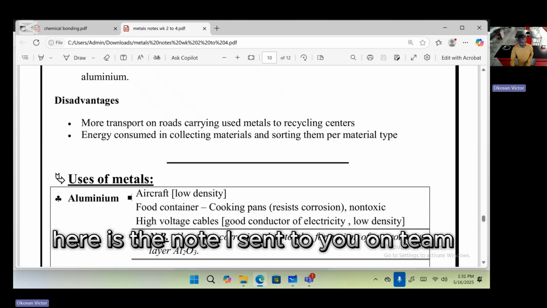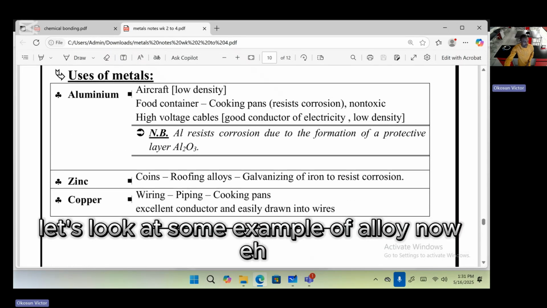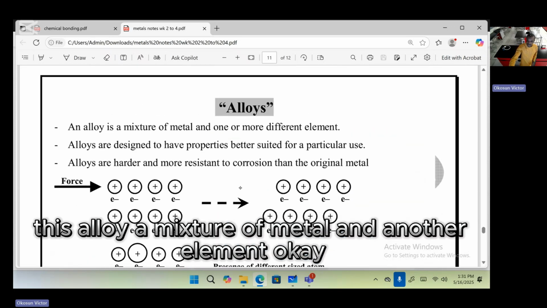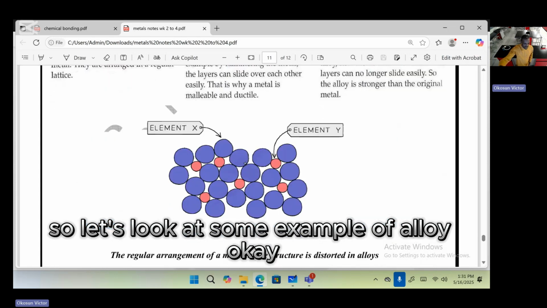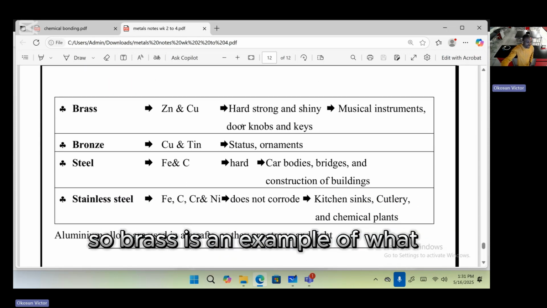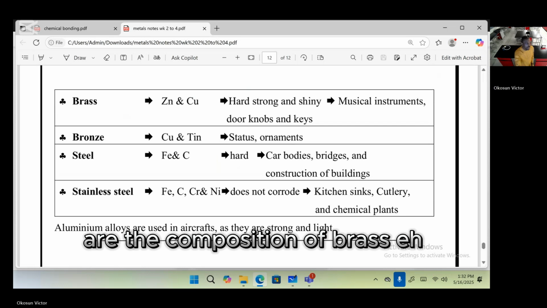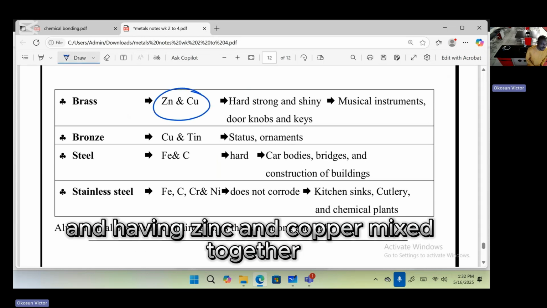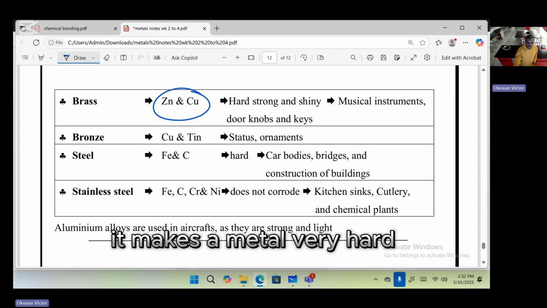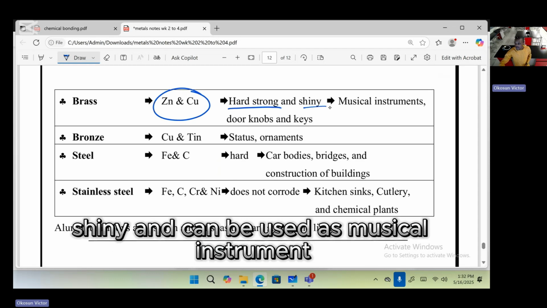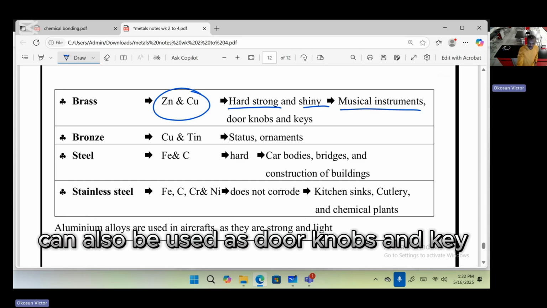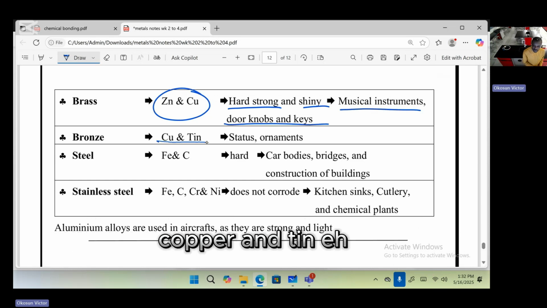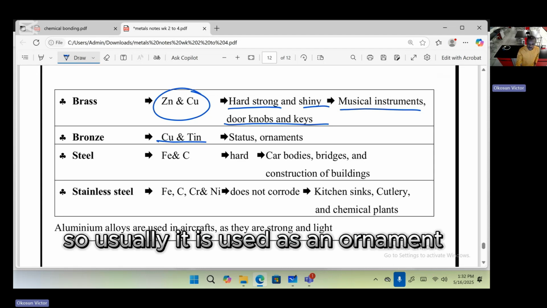So here is the note I sent to you on Team. Let's look at some examples of alloys now. This is alloy, a mixture of metal and another element. So brass is an example of an alloy. Look at the composition of brass. We have zinc and copper. Having zinc and copper mixed together means the metal is very hard, shining, and can be used as musical instruments. It can also be used as doorknobs and keys. What about bronze? Bronze is copper and tin. Usually it is used as ornaments.